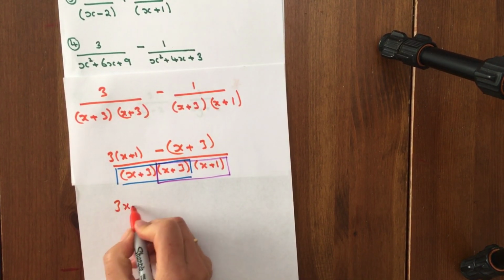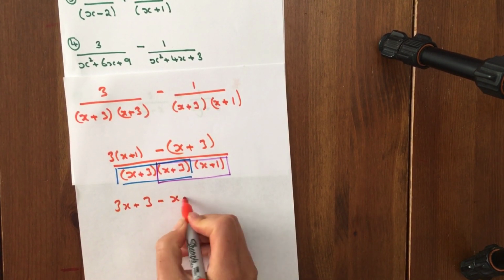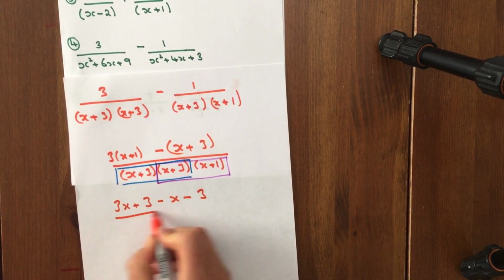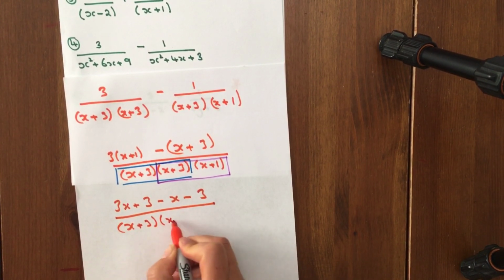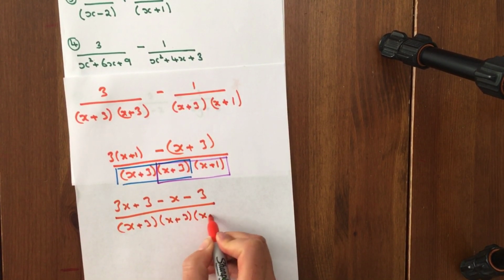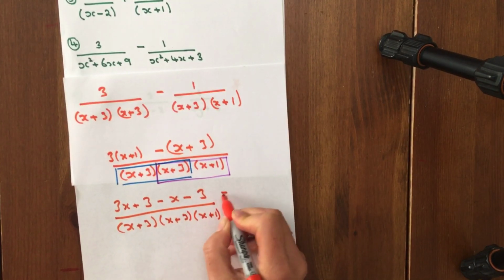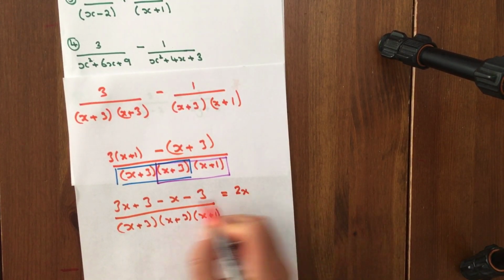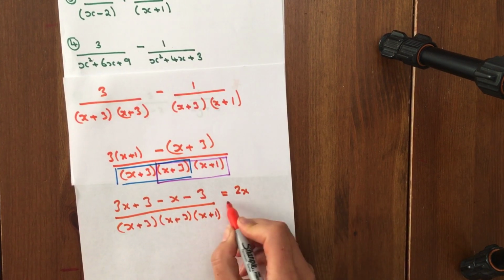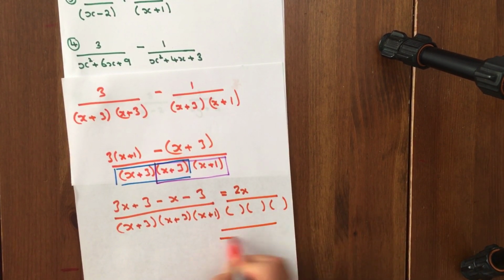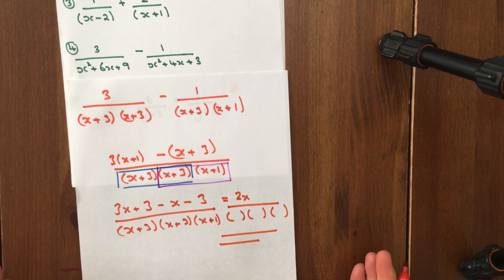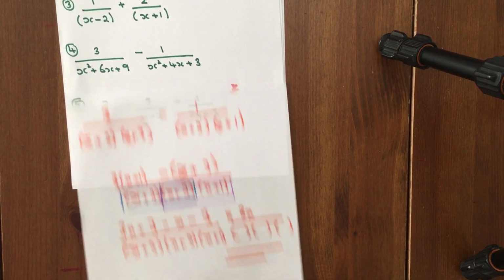Right, let's multiply out the top. Minus 3, be careful there, over your 3 brackets. Okay, let's look at the top. We've got 2x, just a 2x, haven't we? The 3's cancel. And we've got the same denominator. So there's my answer. Right, question 5.